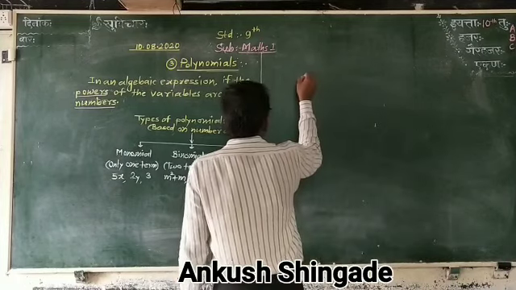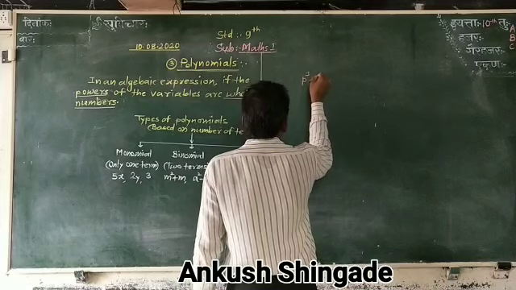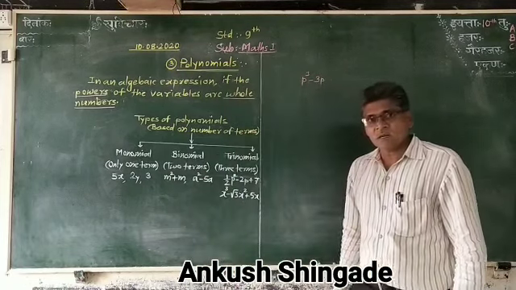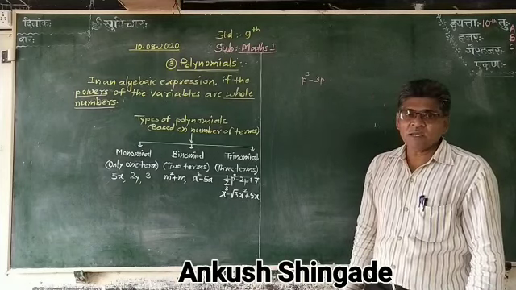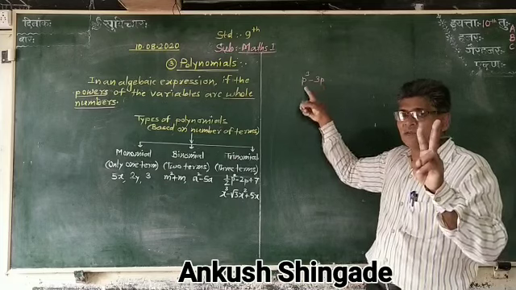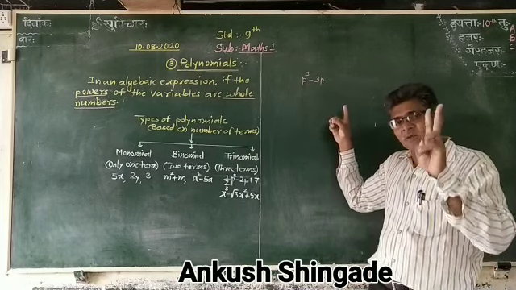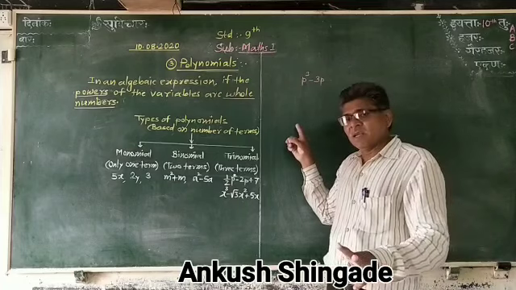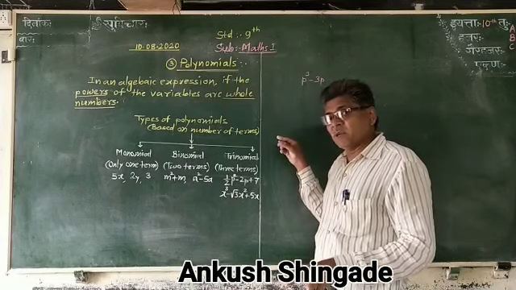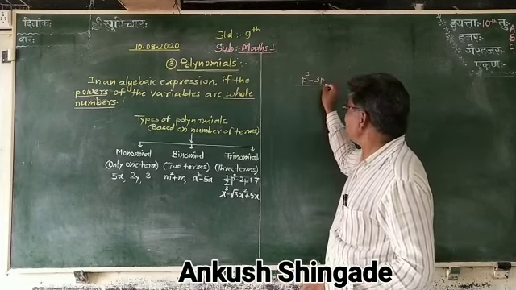Or here p cube minus 3p is also a binomial. There are two terms, first term and second term. Only two terms are given there. If there are two terms in the polynomial, then that type of polynomial is a binomial based on the number of terms.